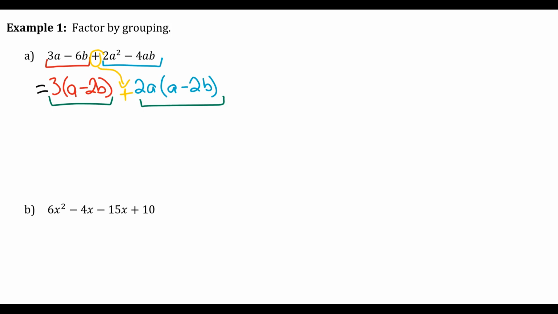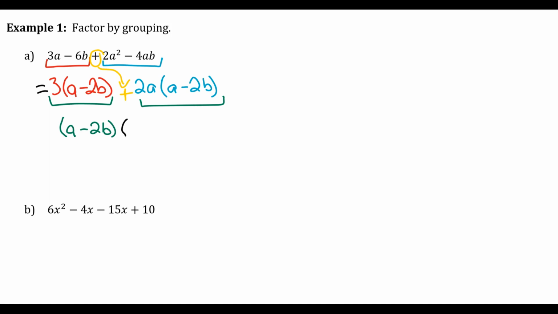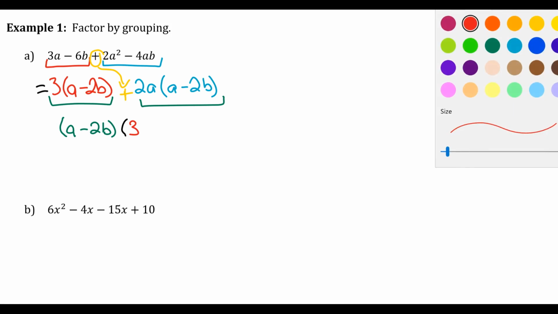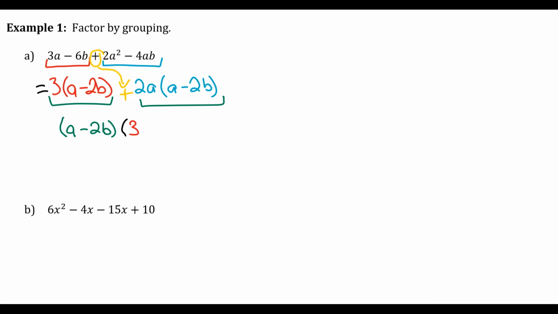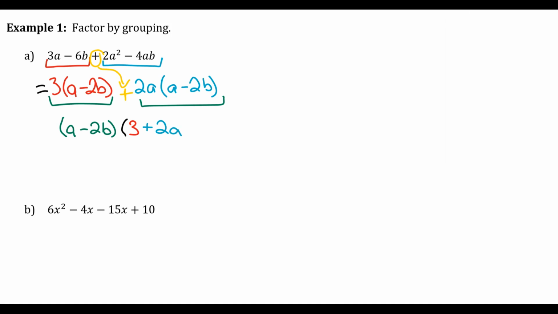Now then, looking at these two terms here, notice what is in parentheses, the binomial inside these parentheses is the same. So I'm going to factor it out, a minus 2b, and I'm going to put my leftovers in another set of parentheses. So from the first term, I have a leftover 3. From my second term, I have a leftover positive 2a. And now this is completely factored.